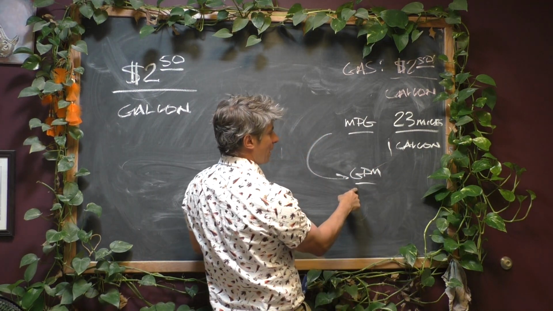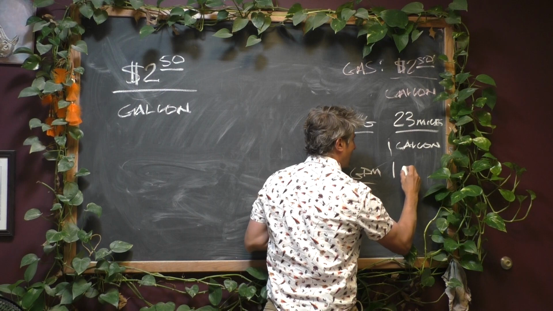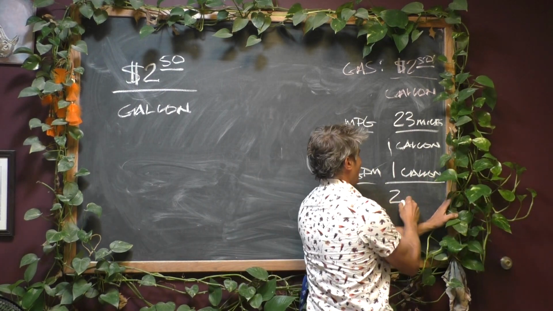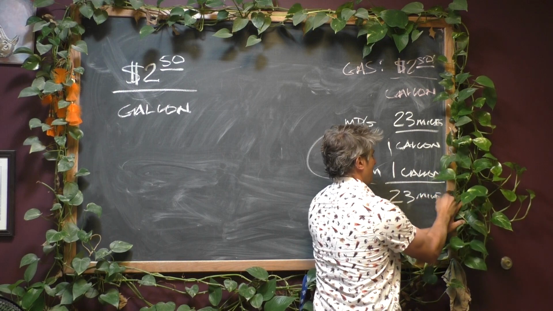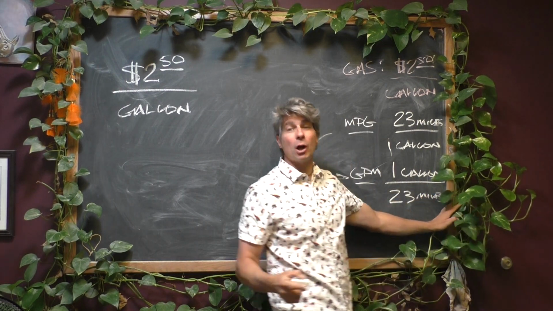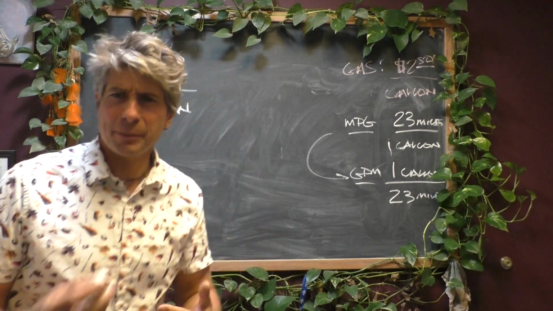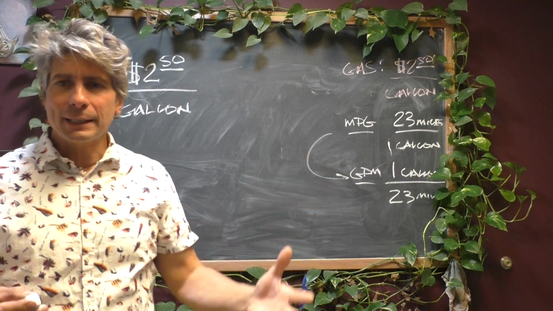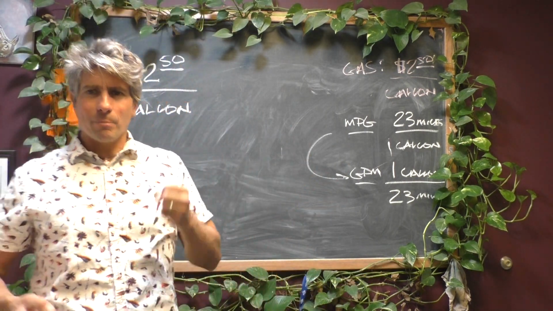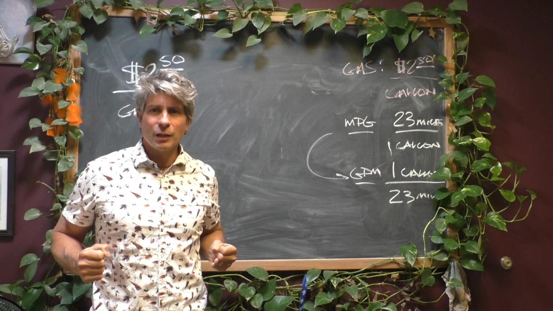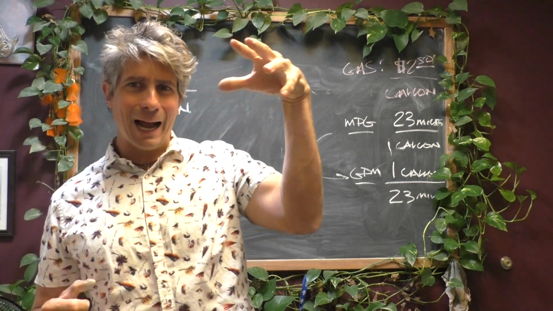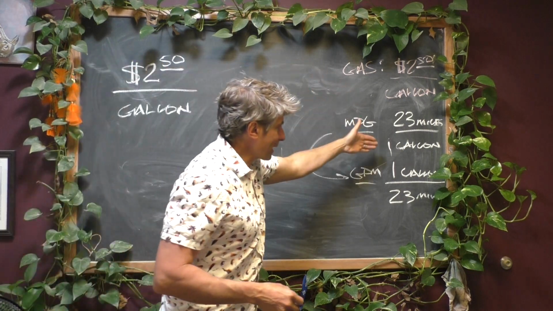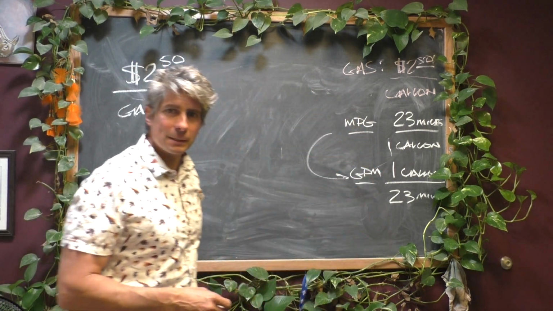We could also write this as GPM, gallons per mile. 1 gallon per 23 miles. See, just because we always talk about MPG with cars, doesn't mean we have to. You can also talk about GPM. It's kind of like on the project where I asked you, you talk about miles per hour somebody's running, and you can also talk about time per mile. So not mile per time, but time per mile. Miles per gallon, how about gallons per mile?